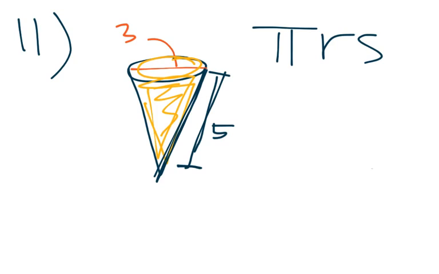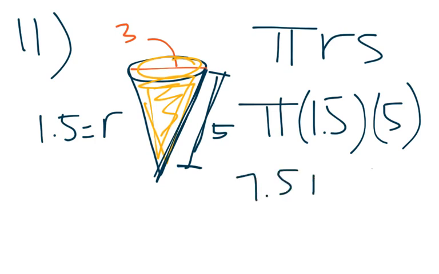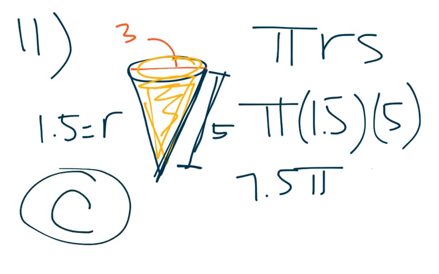So we know the diameter is 3. In order to find the radius, we want to divide that by 2. So the radius is 3 divided by 2, and that is 1.5. So now we're going to plug this in. So pi times 1.5 times 5, and that equals 7.5 pi. So if we look at this, it matches up with C. So number 11 equals C.